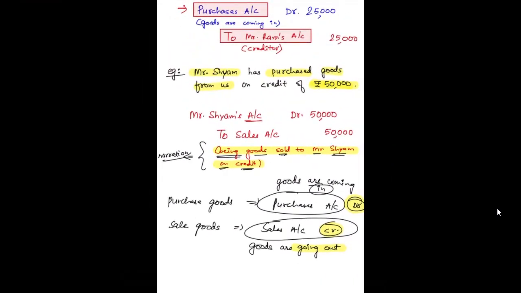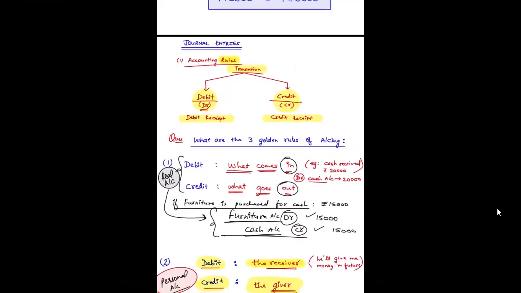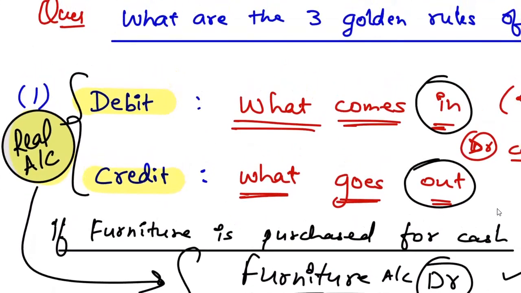So I have told you two rules. The first rule is debit what comes in, credit what goes out. This rule is applicable for the real accounts, the things which you can see, touch, feel, you can see coming in, you can see going out. So that is the rule for the real account. What are the real things which we can see? Obviously, the goods which we are dealing with.